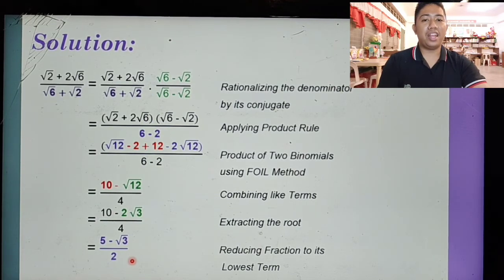So my dear friends, students and viewers, now you know how to rationalize the denominator using the quotient of two radical expressions.